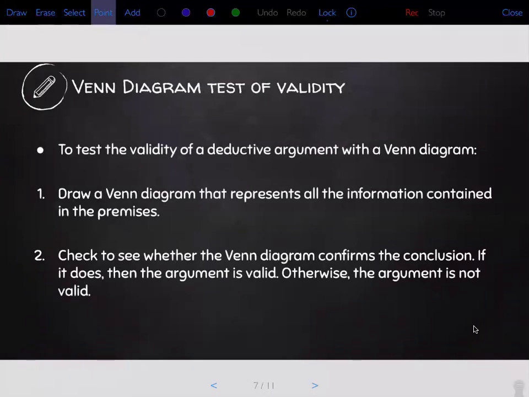So here's the test we're going to use to decide whether an argument is valid. The first thing we do is draw a Venn diagram that represents all of the information contained in the premises. These Venn diagrams will always be subset Venn diagrams, so one circle inside of another circle. We'll label all of that information based on those premises. Then we have another piece of information that we label in the Venn diagram with an X. If that X fits in a place that's supported by the conclusion, then we say the argument is valid. If the X is not in a place that's supported by the conclusion, then it's not valid. It's a whole lot easier when you see examples, so let's do some.